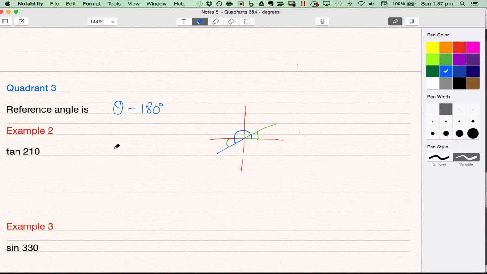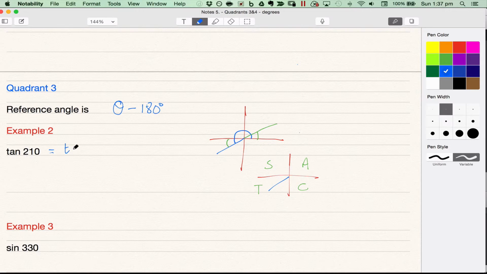So let's go. First step, draw your diagram. I'll draw a separate diagram so we can see it to solve this one. Second step, draw your angle in, 210. Third step, CAST. And we can see tan is positive here and it's tan, so it's all good. We don't need any negatives.